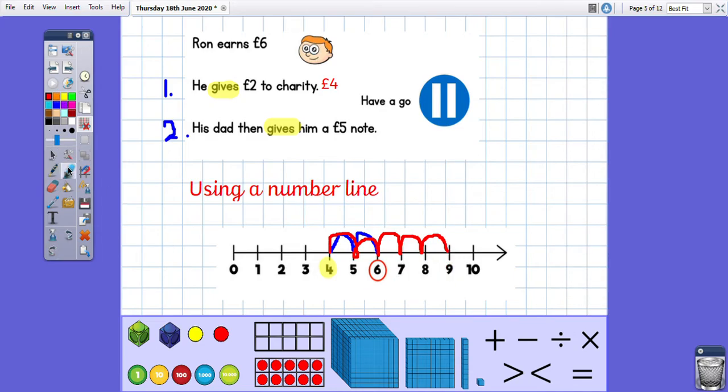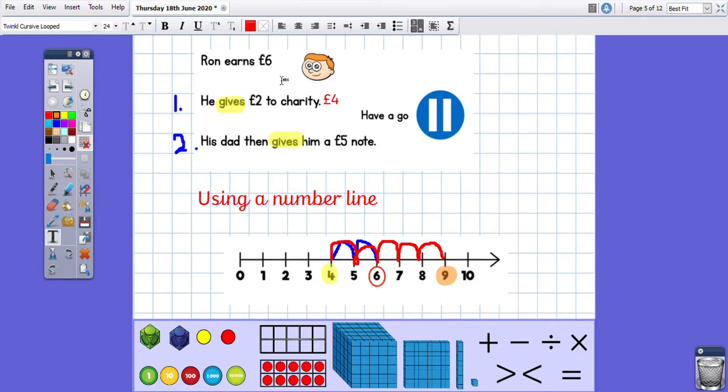Now, it's really important that I started at the 4, not the 6, because that was his new total. And his new amount of money is £9. So he's much better off than when he earned his £6, isn't he? So we can say Ron now has £9. Okay?